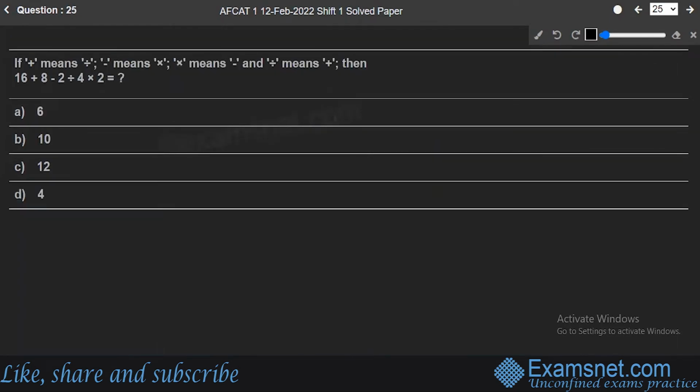If plus means divide and minus means multiply, multiply means minus, and divide means plus, then this expression will evaluate to be what? So let's write down the expression. 16 plus 8 minus 2 divided by 4 multiplied by 2. This is equal to what? You have to find out. So let's move according to the question.